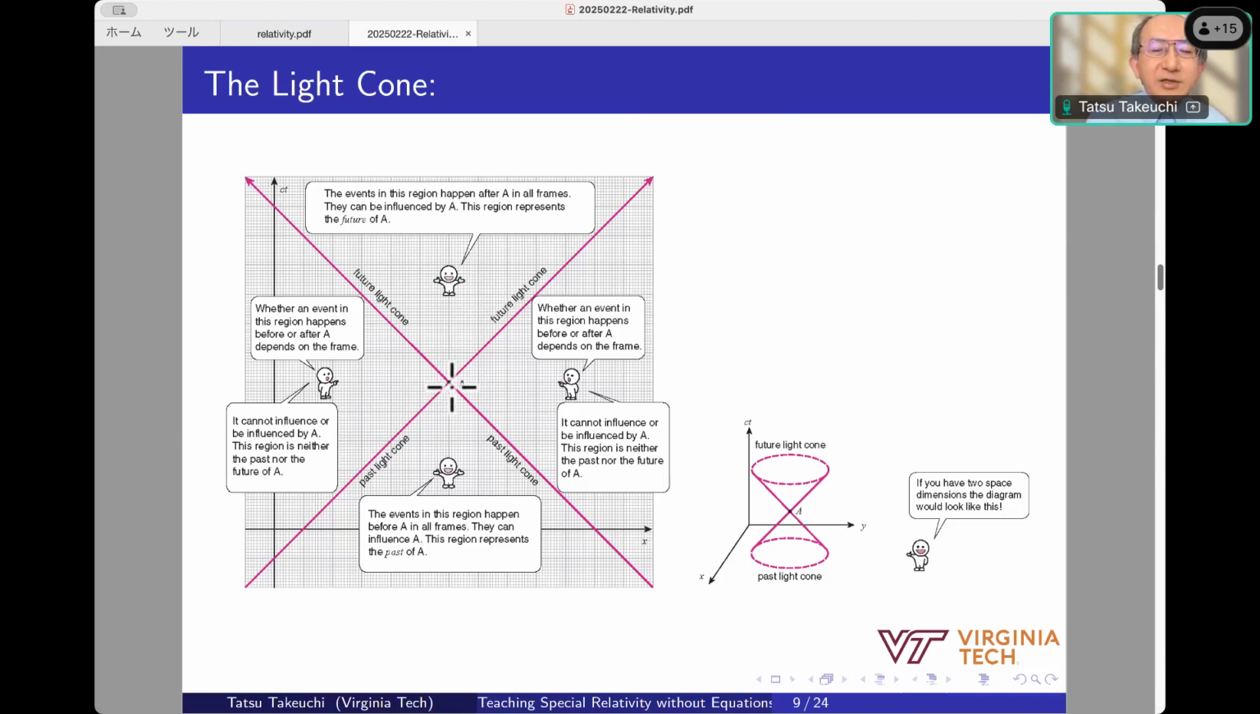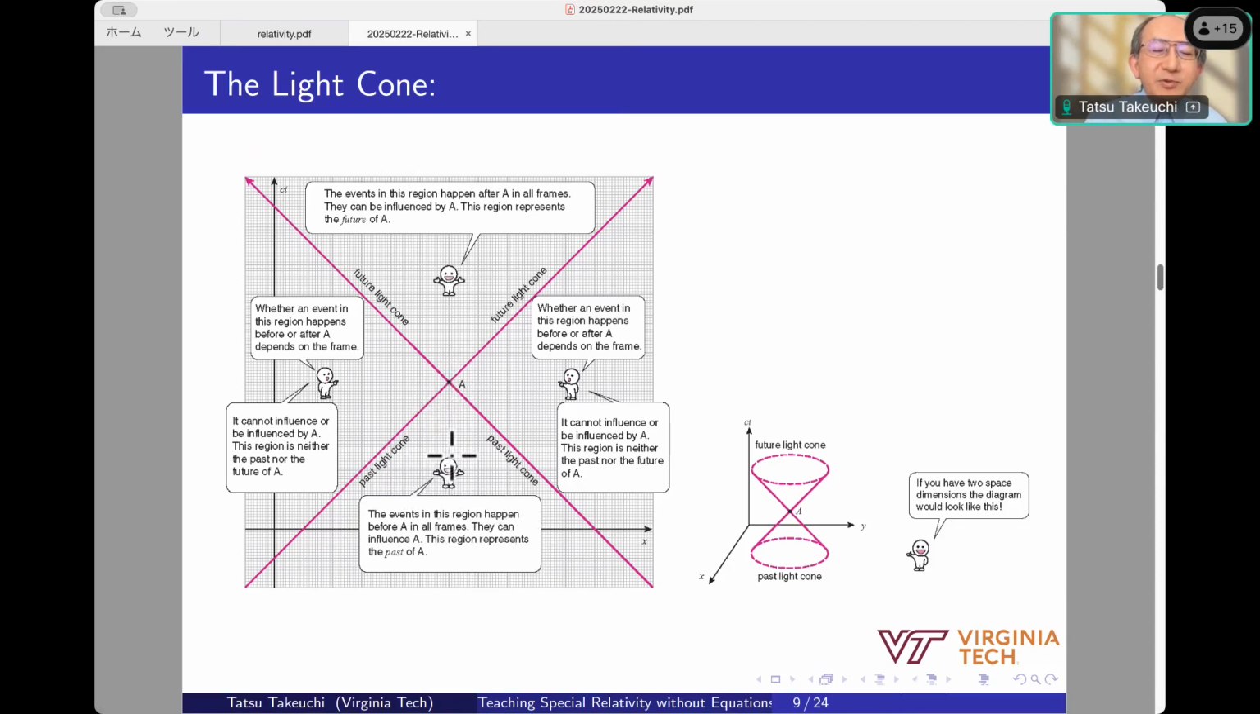And in a similar fashion, all the points in this lower triangle are the points such that if you send a light signal from any point in this triangle, either at the speed of light or any speed smaller than the speed of light, then that signal or whatever you're sending can reach point A.